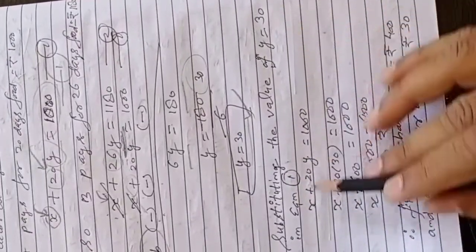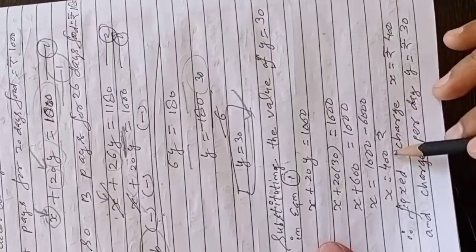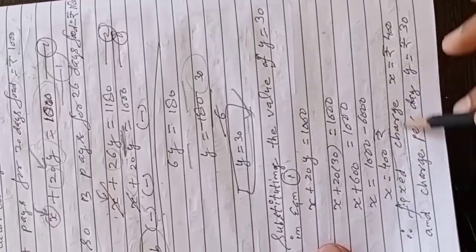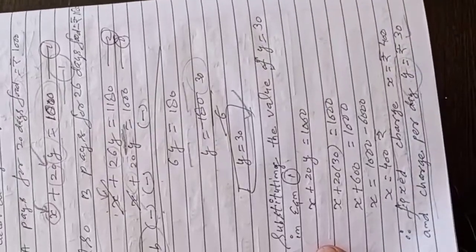Substituting the value of y is equal to 30 in equation 1, we get x plus 20y is equal to 1000. So we will get x as 400 rupees. So the fixed charge is rupees 400 and the charge per day y is equal to 30 is the required answer.